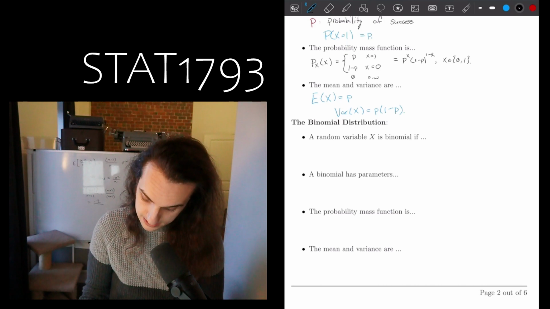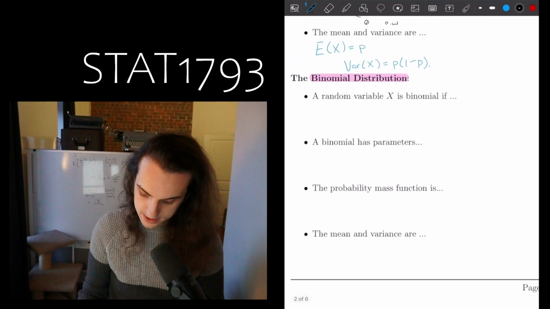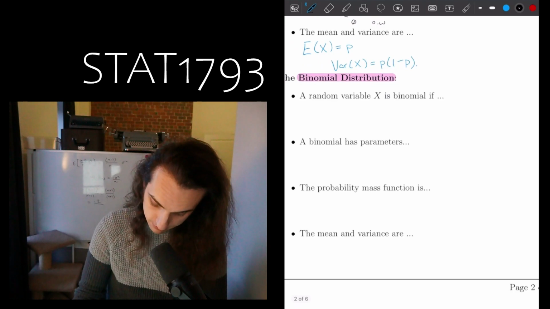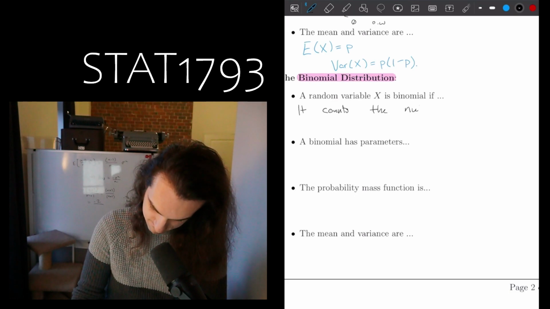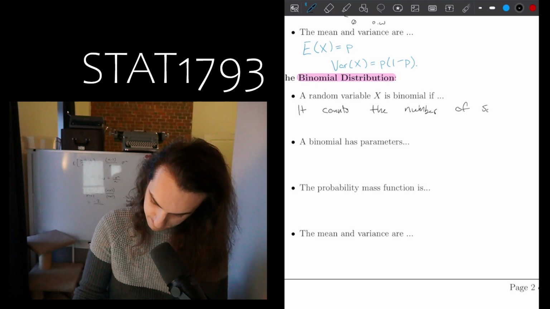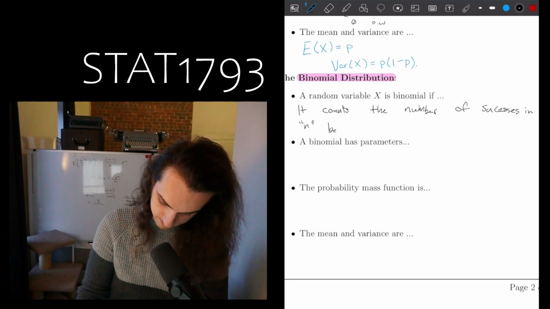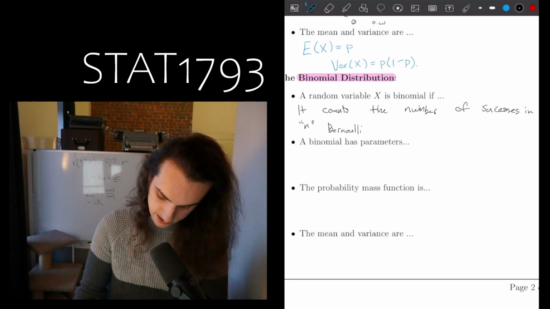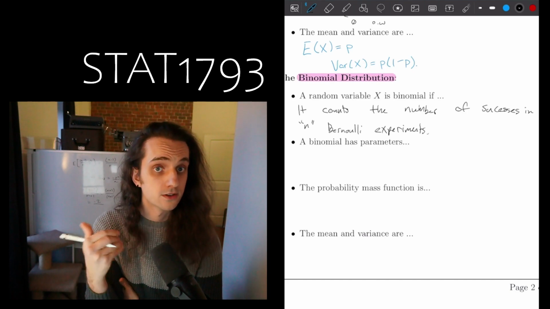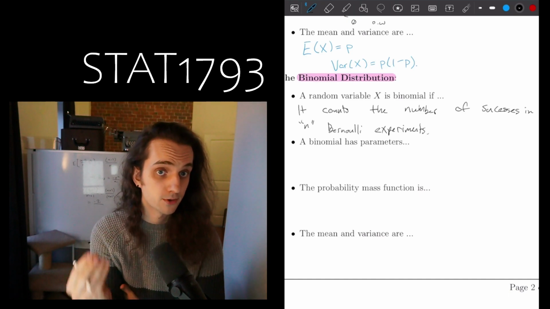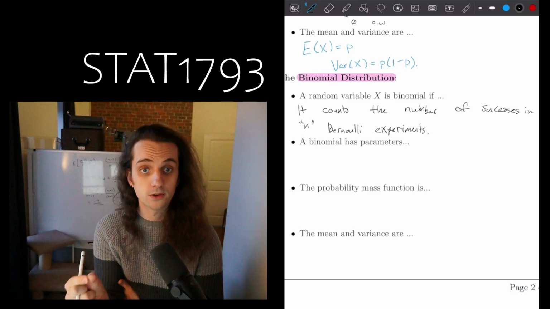The first one that's based on the Bernoulli is the binomial distribution. This is going to be one of the most commonly used distributions for us. A random variable is said to be binomial if it counts the number of successes in n Bernoulli experiments. The idea here is that you run a Bernoulli trial, a random variable that is Bernoulli distributed, and you do this n times in a row, and then you count up how many times you were successful. That's going to follow a binomial distribution.